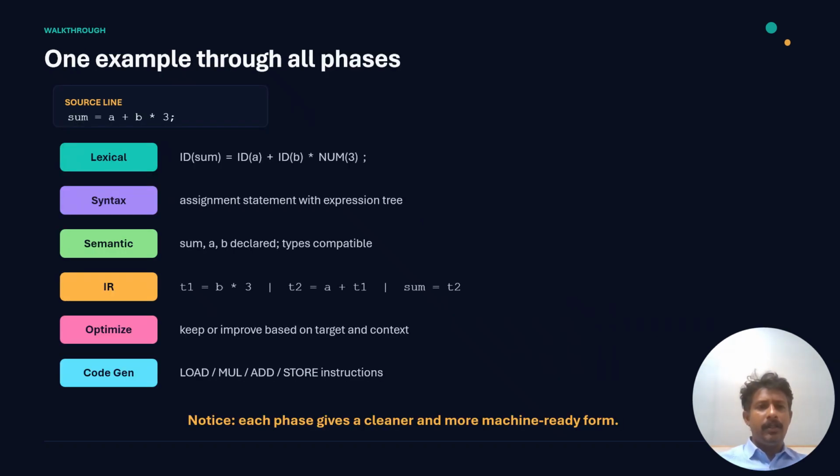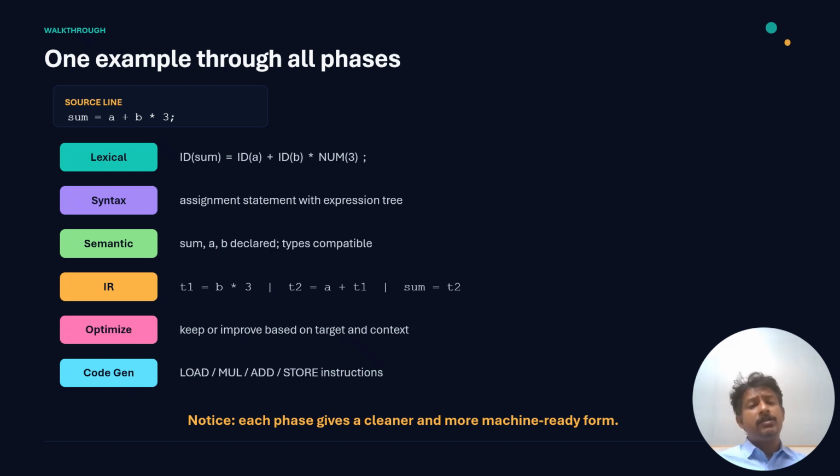Now let us take one simple example and pass it through all the phases. The statement is sum equal to a plus b into 3. In the first phase of the compiler, called lexical analyzer, the statement is broken into tokens. Sum is an identifier, equal sign is an assignment operator, a and b are identifiers, plus and multiplication are operators, 3 is a number, semicolon is a special symbol. This is the output of the lexical analyzer, and this output is given as input to the syntax analyzer because it's a pipeline, right?